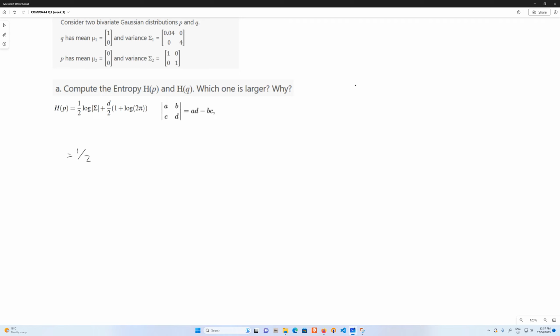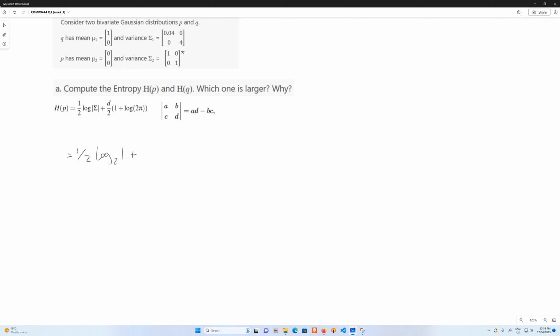We start with 1 over 2. And we take the log base 2 of the determinant of the covariance matrix. That's what this thing here is. So we need to get the determinant of this one here. We basically just have to multiply 1 by 1, that's the A times D there, and subtract 0 times 0, which is the B times C over here. So that really just comes down to 1 times 1 minus 0.